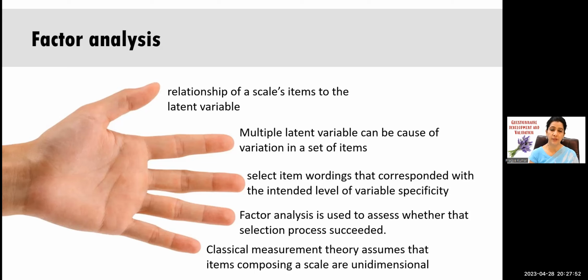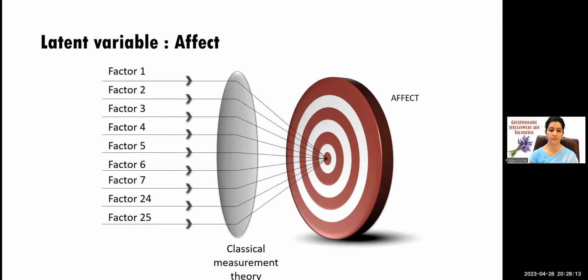And then there's something known as the classical measurement theory. So this classical measurement theory assumes that the number of items which are there in a scale is unidimensional. So it assumes that it is unidimensional, and then you perform a factor analysis and try to see how many factors come out of it.